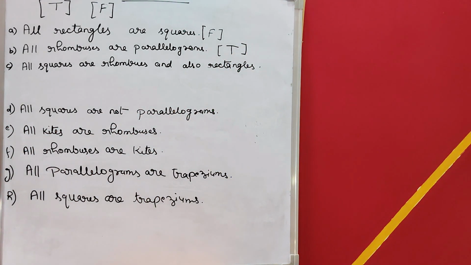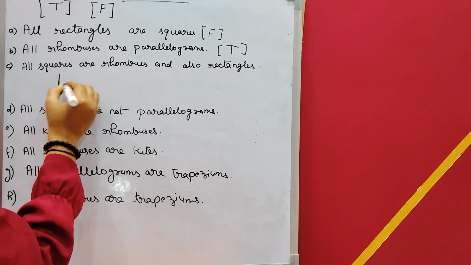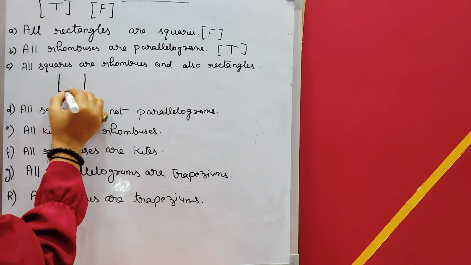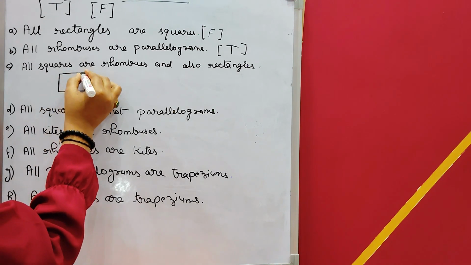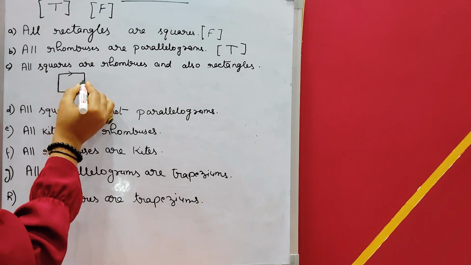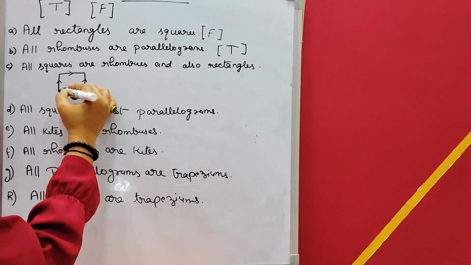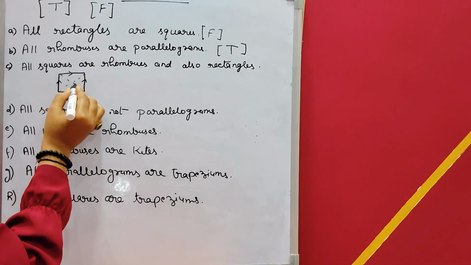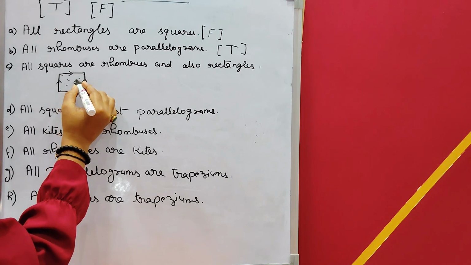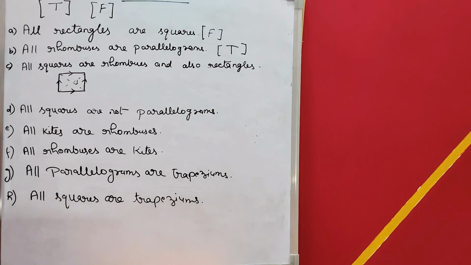Next it is saying all squares are rhombuses and also rectangles. Definitely, because a square holds the properties of a rhombus as well as a rectangle. What are the properties of a rhombus? The sides are equal. So yes, a square has all sides of equal length, and the diagonals bisect each other at 90 degrees. So these are the properties of a rhombus that squares also hold.